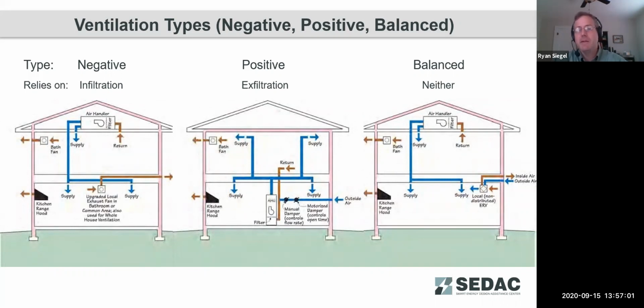And then finally is balanced. This can be done through an ERV or HRV, an energy recovery ventilator or heat recovery ventilator, or you could just use two fans, where I bring in a certain amount of air and exhaust a certain amount of air just to keep it balanced. So balanced is definitely preferable because you're not relying on air to leak through the envelope that you've tried to make airtight.